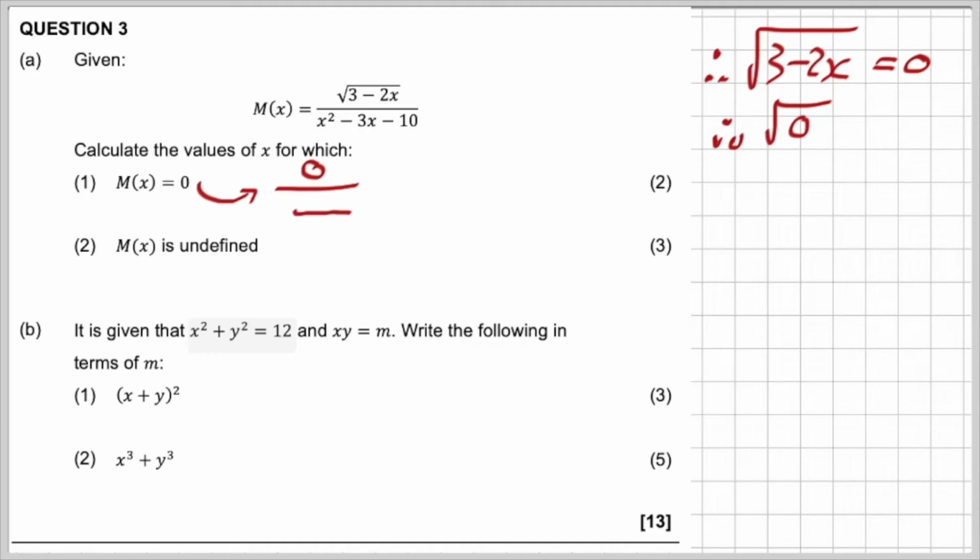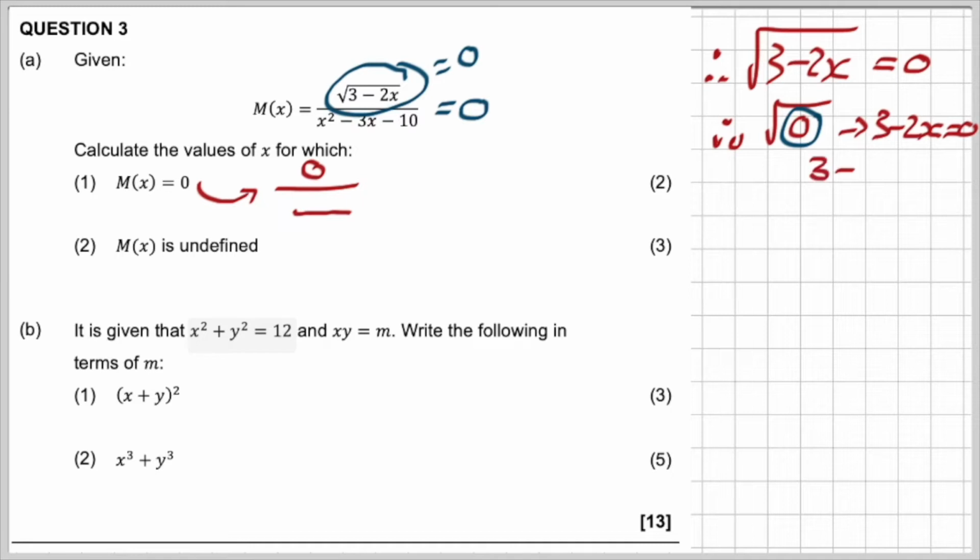In other words, ladies and gentlemen, inside the root must actually be 0. So what we are actually only asking you to solve is 3 minus 2x equal to 0. Wow, that's the actual question, okay? So let me just recap. To get this equal to 0, your numerator must also be 0. And to get the root of 0, the only way is getting inside the root equal to 0.